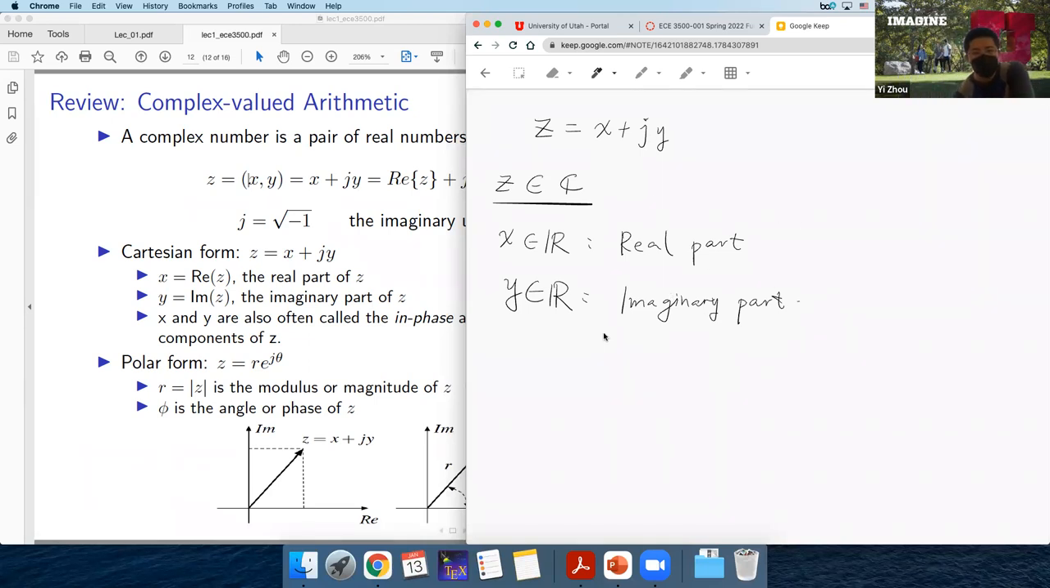Now, what is J here? J is the complex unit that is defined as the square root of negative one. But apparently, this is not a real number, because you cannot find any real number whose square corresponds to negative one. And so we specially introduce this unit in the complex number system. The way we play with this J is that it satisfies J squared equals negative one by definition, because it's the square root of negative one. So taking the square, we get negative one.